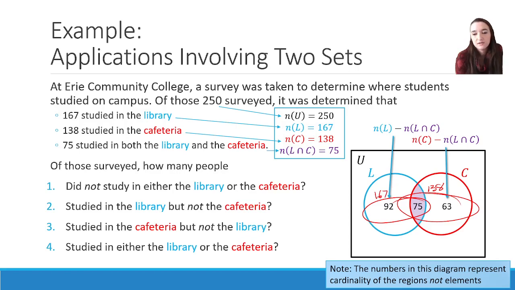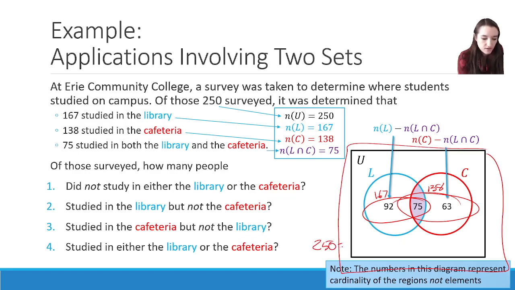But we're not done yet because there are still some students unaccounted for, at least maybe. To figure out whether that's true, we have to say this entire area is 250. So we have 92, 75, and 63.